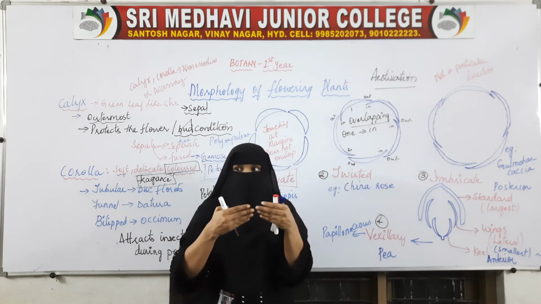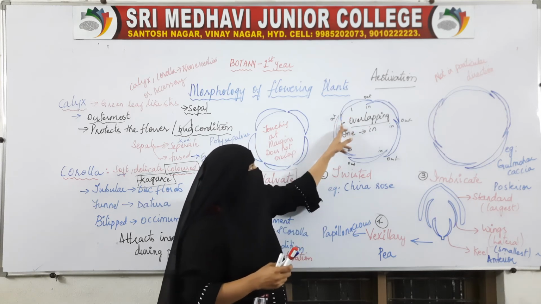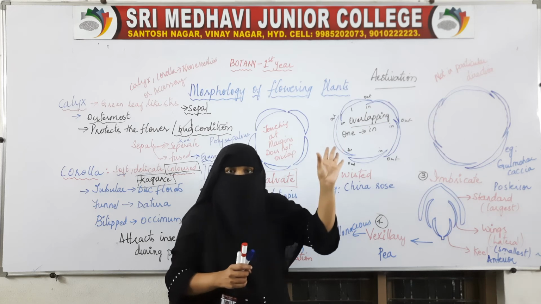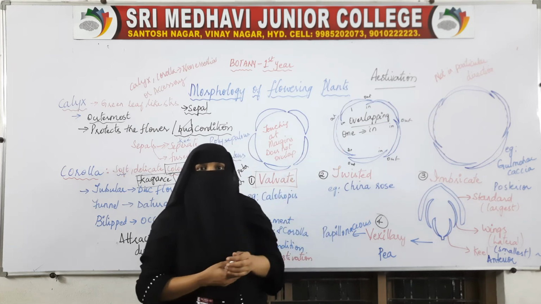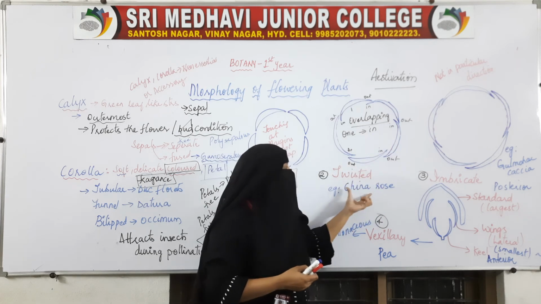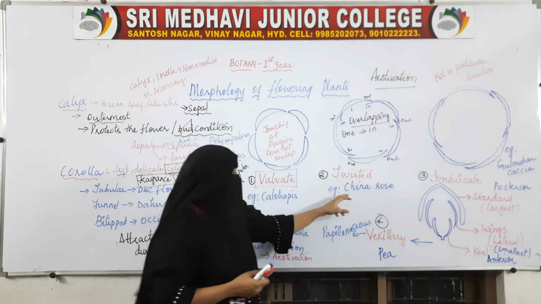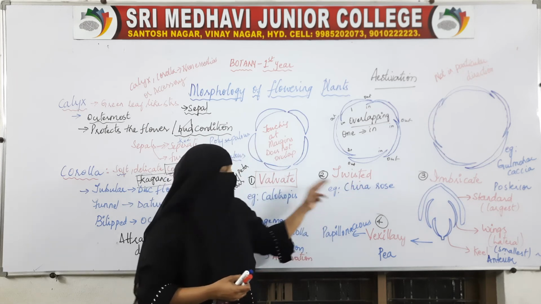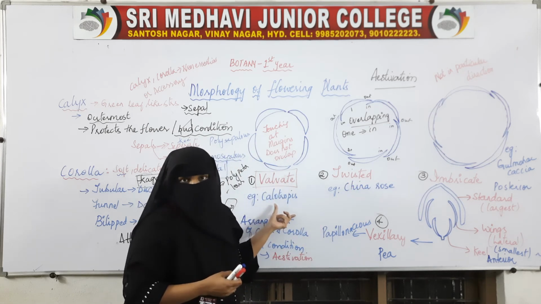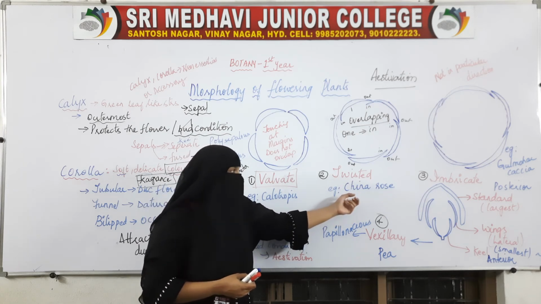It is not just touching at the margins. Overlapping is seen. One margin of the sepal is inside, one margin of a petal is outside. Such an arrangement is called twisted estivation. Twisted estivation is seen in China rose, whereas valvate estivation is seen in Calotropis. This type of arrangement is seen in China rose.